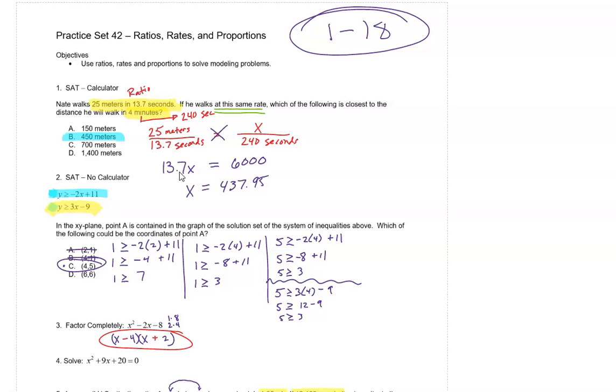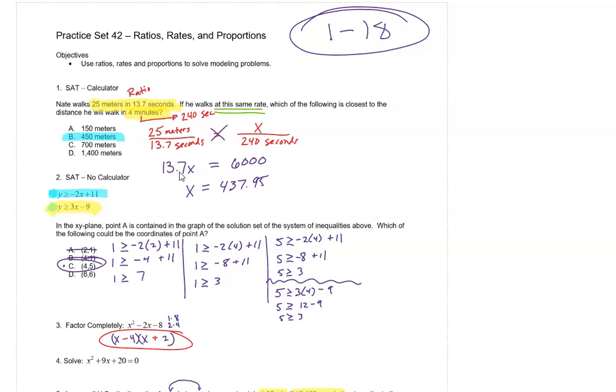Question 2, this one you should attempt with no calculator, as the direction says. I highlighted each of the equations in 2 different colors. These are inequalities. This is a systems question. Although we didn't cover inequality systems this year, since we covered systems, you can still do the problem. The question says, in the xy plane, point A is contained in the graph of the solution set of the system of inequalities above. Which of the following could be the coordinates of point A?